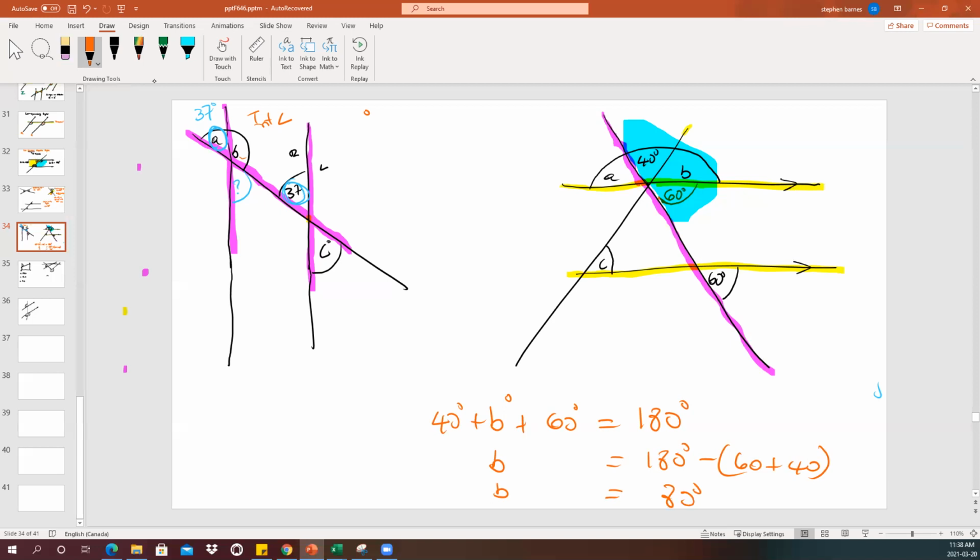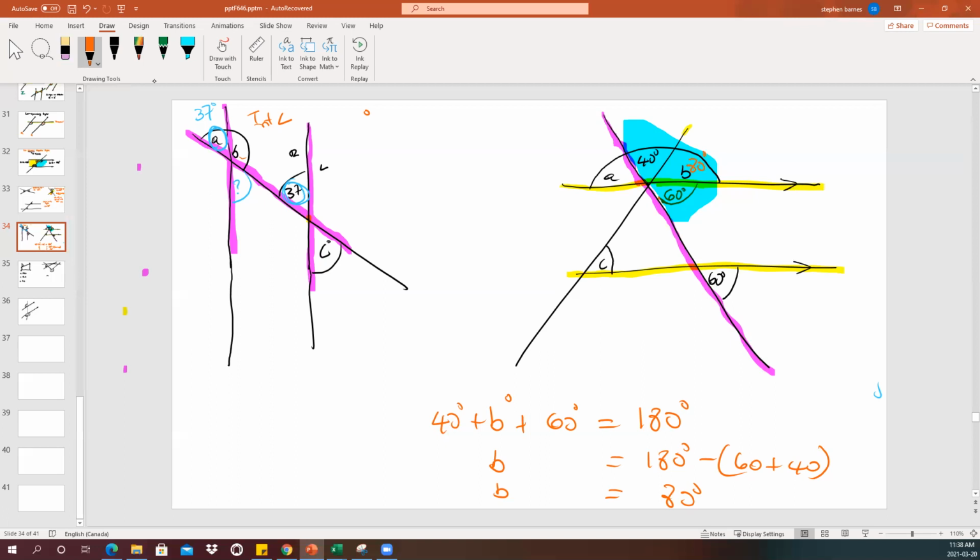Which is what I had got when I worked it initially, which is why when I said 70, I was surprised. So B now would be 80 degrees. So we can say this is 80 degrees right there. So that's how we would find the B in this scenario.